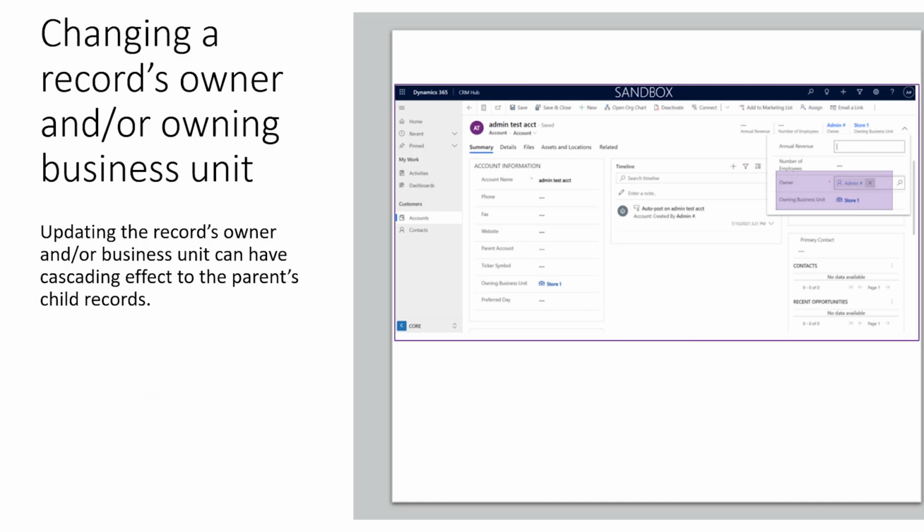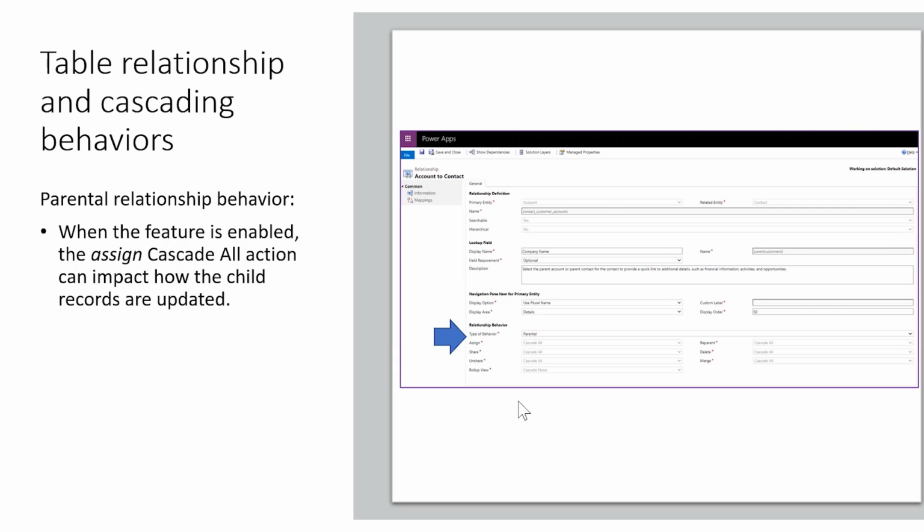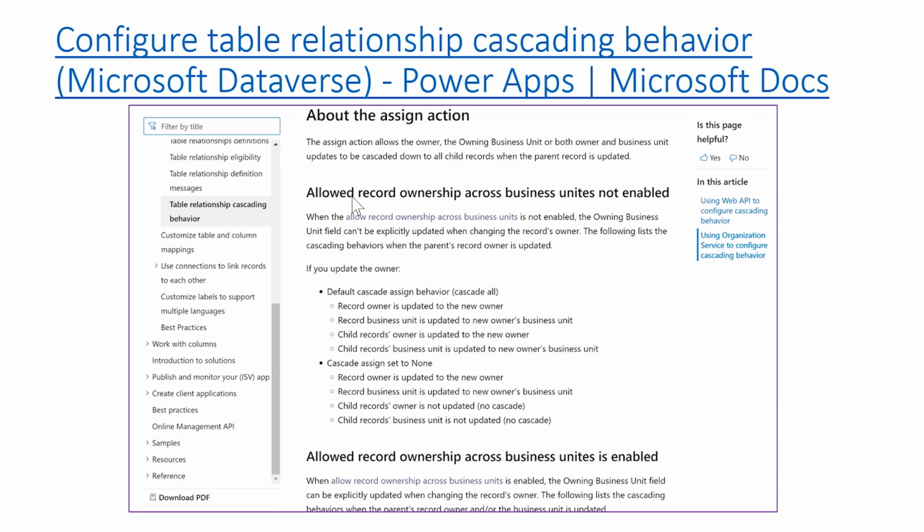Last but not least, this feature also provides some flexibility in managing the update of the owner and/or owning business unit of the child records when the parent record's owner and/or owning business unit is updated. There can be cascading effects depending on whether you are updating just the record's owner or owning business unit, or both the owner and business unit. Please review this documentation for the detailed list of cascading behaviors.